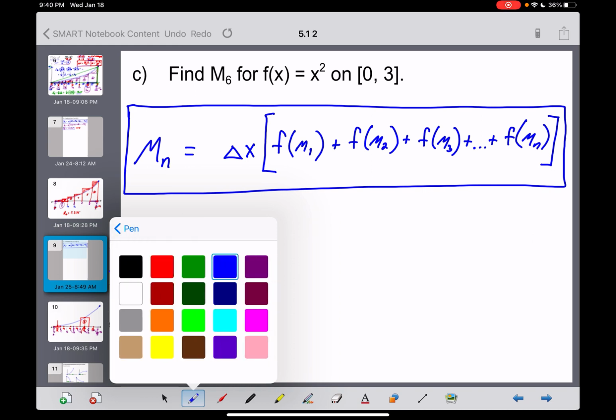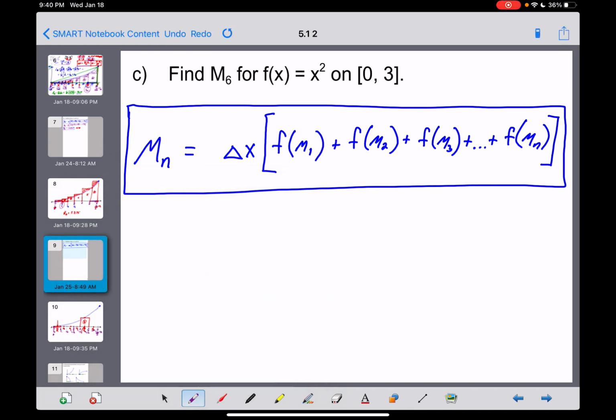So back to this problem right here. Let's get to it. Let's come up with an approximation for M sub 6. Okay, the delta x hasn't changed. That is still going to be a 1/2 in this problem. And now the height of the first rectangle comes from evaluating f at the first midpoint.